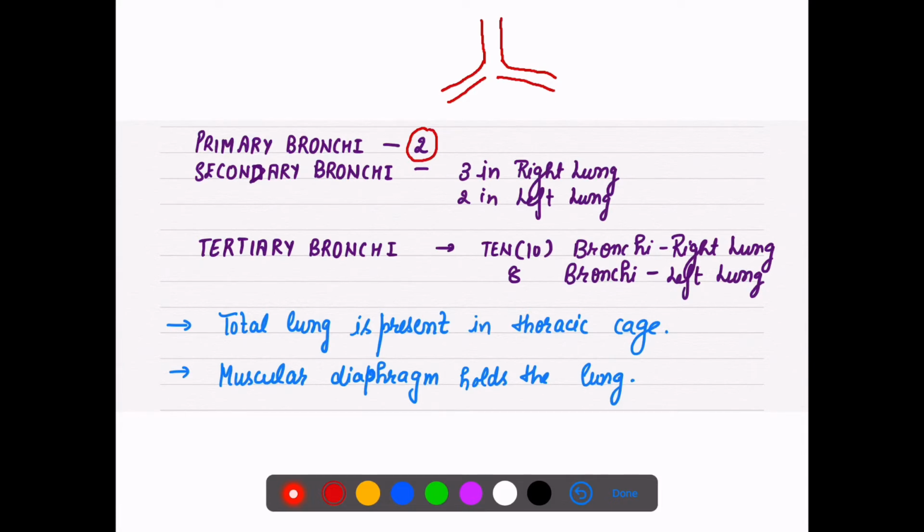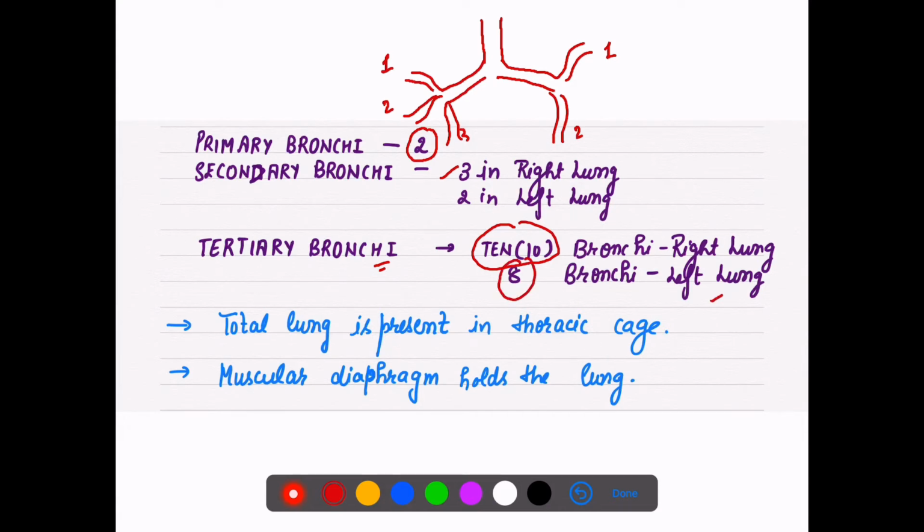Secondary bronchi, now they will divide further, right? They will divide, and here this will divide, and there will be division. So primary, secondary bronchi, as you can see, they are 3 in your right lung and 2 in your left lung. Tertiary bronchi number changes. Now tertiary bronchi, they are 10 in your right lung and 8 in your left lung.